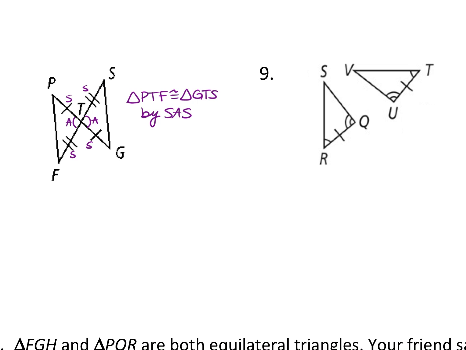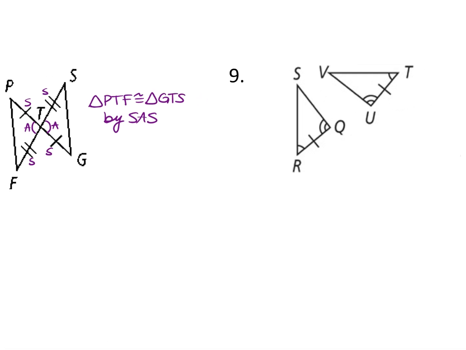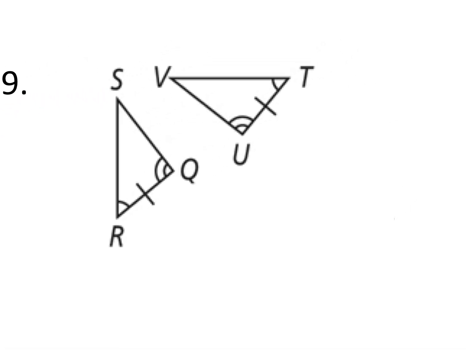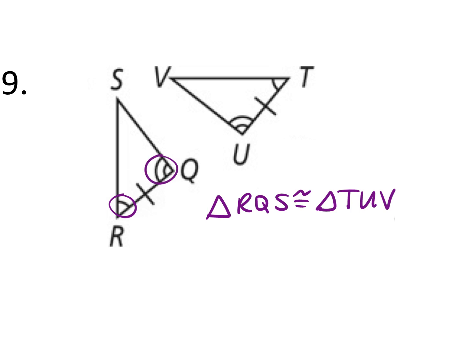How about this one? Number 9. ASA. Let's name it. If I say triangle RQS, what triangle is that congruent to? TUV. Okay, so I went single arc, double arc, no arc. So I need to go single arc, double arc, no arc. Okay, by angle, side, angle.